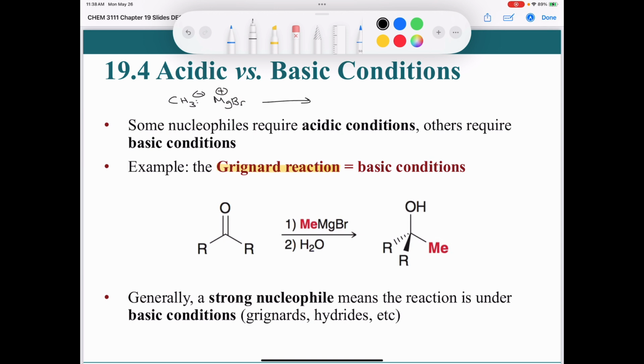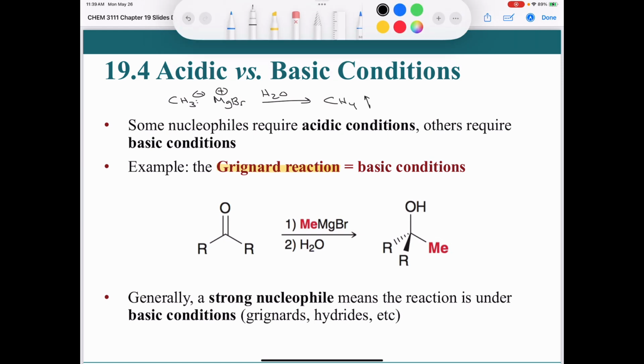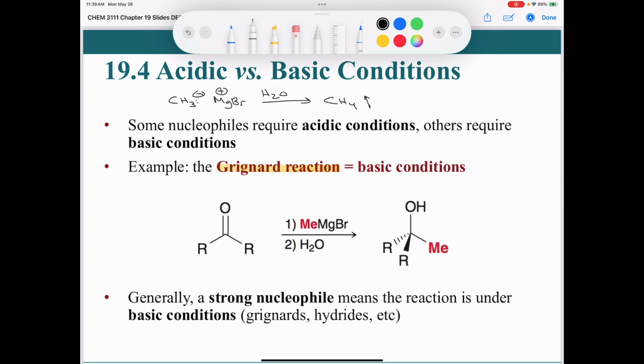If you put this even in the presence of water, okay, which is a very weak acid, it's just going to protonate, and you're going to end up with methane, which is a gas, and it's just going to go up the smokestack, so to speak. And so that's why we have to be very sure that we don't have any acid in our reaction flask when we're doing a Grignard reaction, and meaning even water.